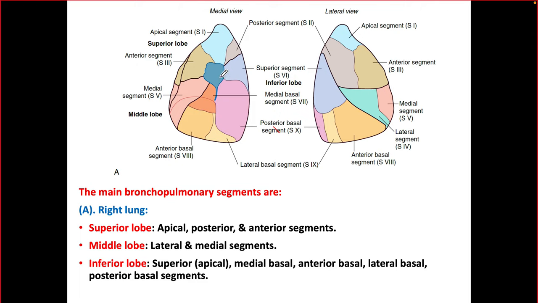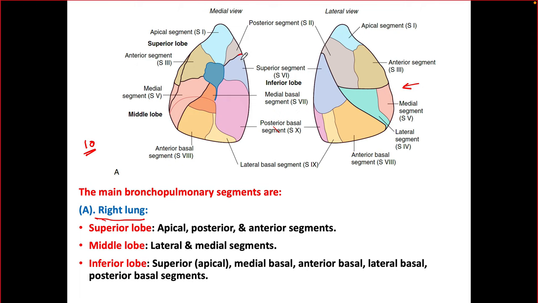Let me show you how we can memorize them. They are very easy. For example, let us start with the right lung. In the right lung, you have 10 bronchopulmonary segments. Now you look at the mediastinal surface, and here on the right you are looking at the costal surface. The easier way is to remember the fissures.